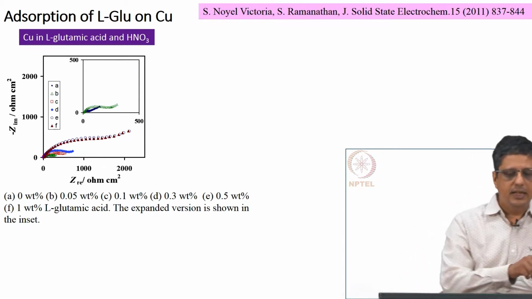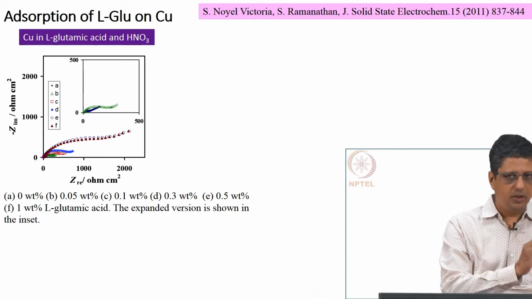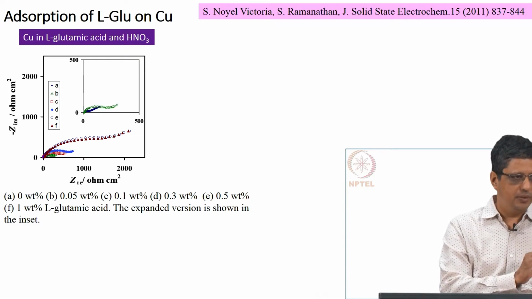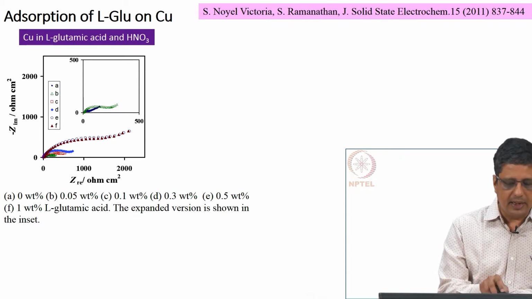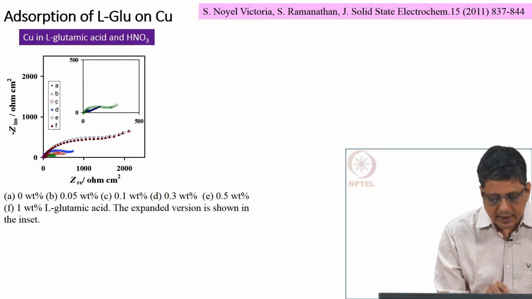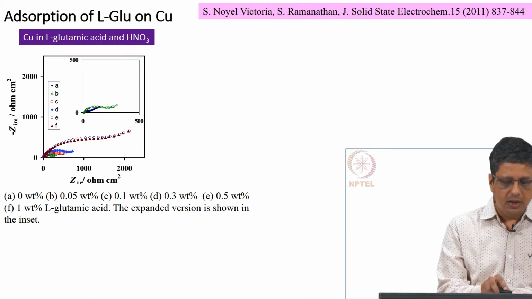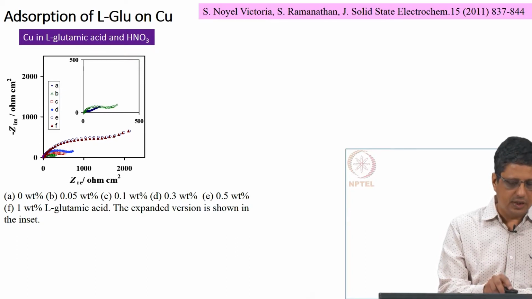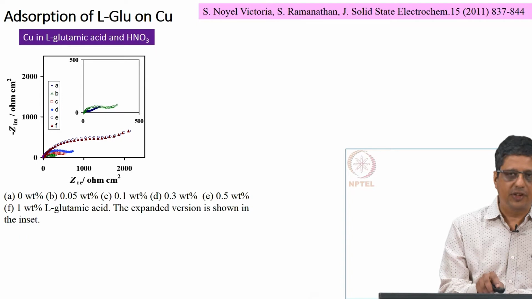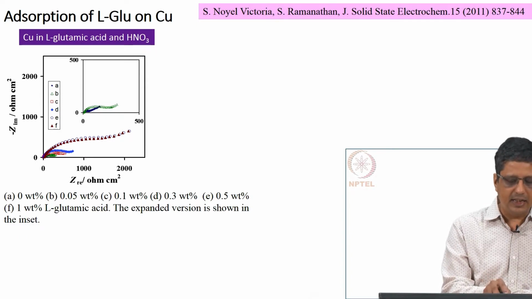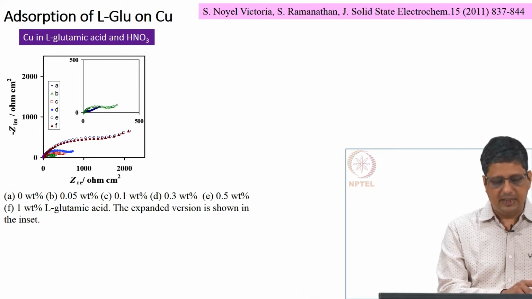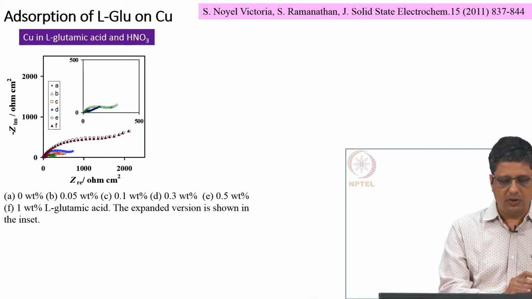So, what is done here is a copper electrode in nitric acid at open circuit condition, open circuit potential, we take an impedance spectrum, and that is given by the figure in the inset. You see, in the inset there are 2 plots. Okay. These are complex plane plots. The blue color plot actually shows a small semicircle and a 45-degree line. It is not very clear, the small semicircle is not very clear, but if you zoom in you would be able to see. That corresponds to 0 weight percent, that means no additive, no corrosion inhibitor.